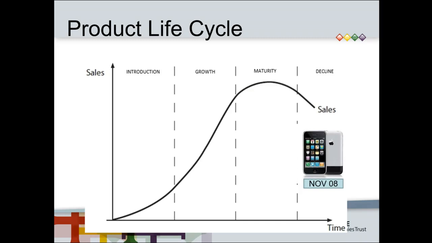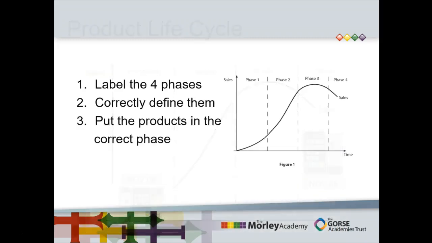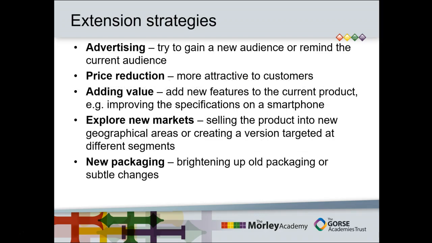So by November of that year, the sales had started to decline, but part of the reason for that was because they brought out the second iteration. A new product was brought out at that point. Now, labeling the phases, being able to define them, and putting the products in the correct phase are 3 things which are important for product life cycle. So please make sure that you can do that before you come to the exam on the Wednesday.